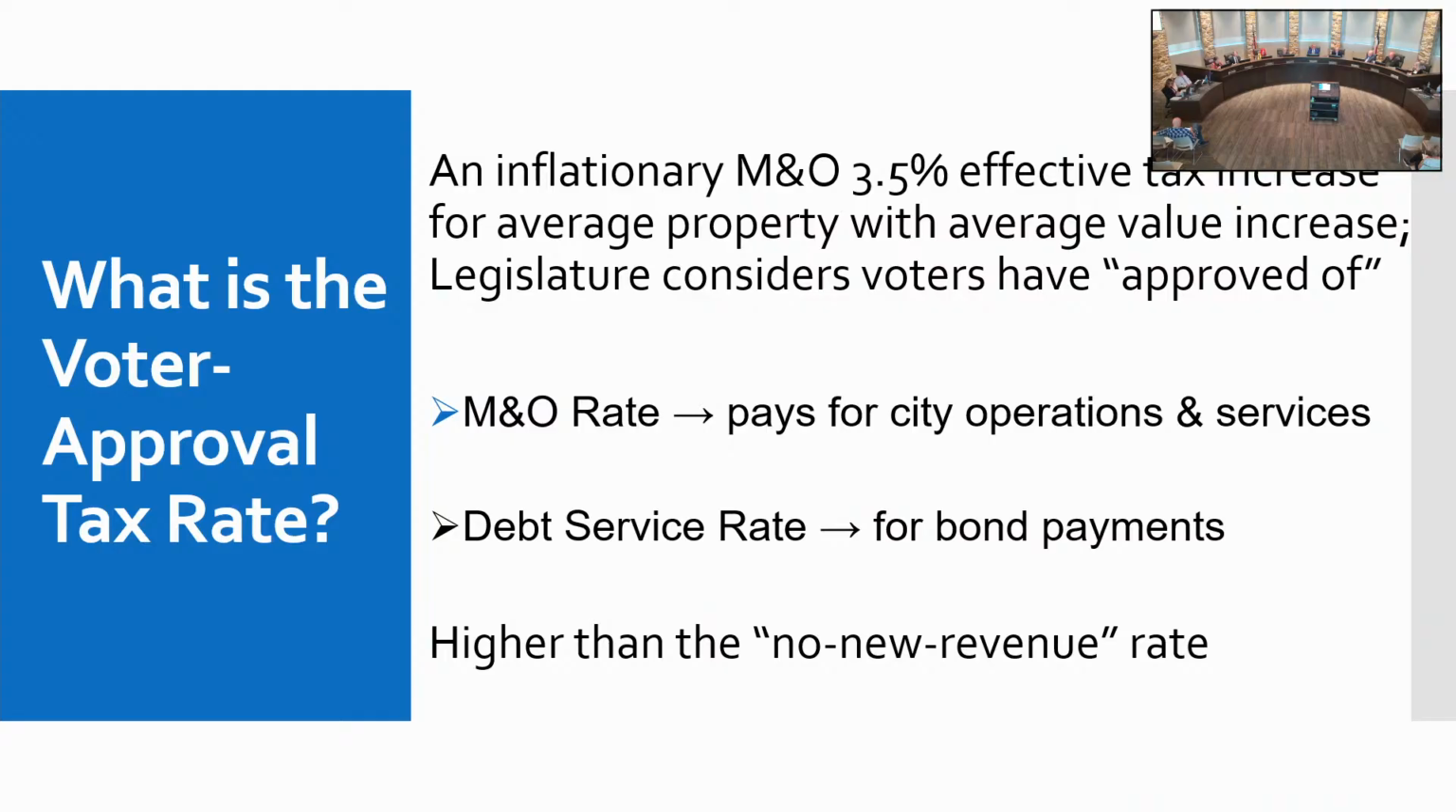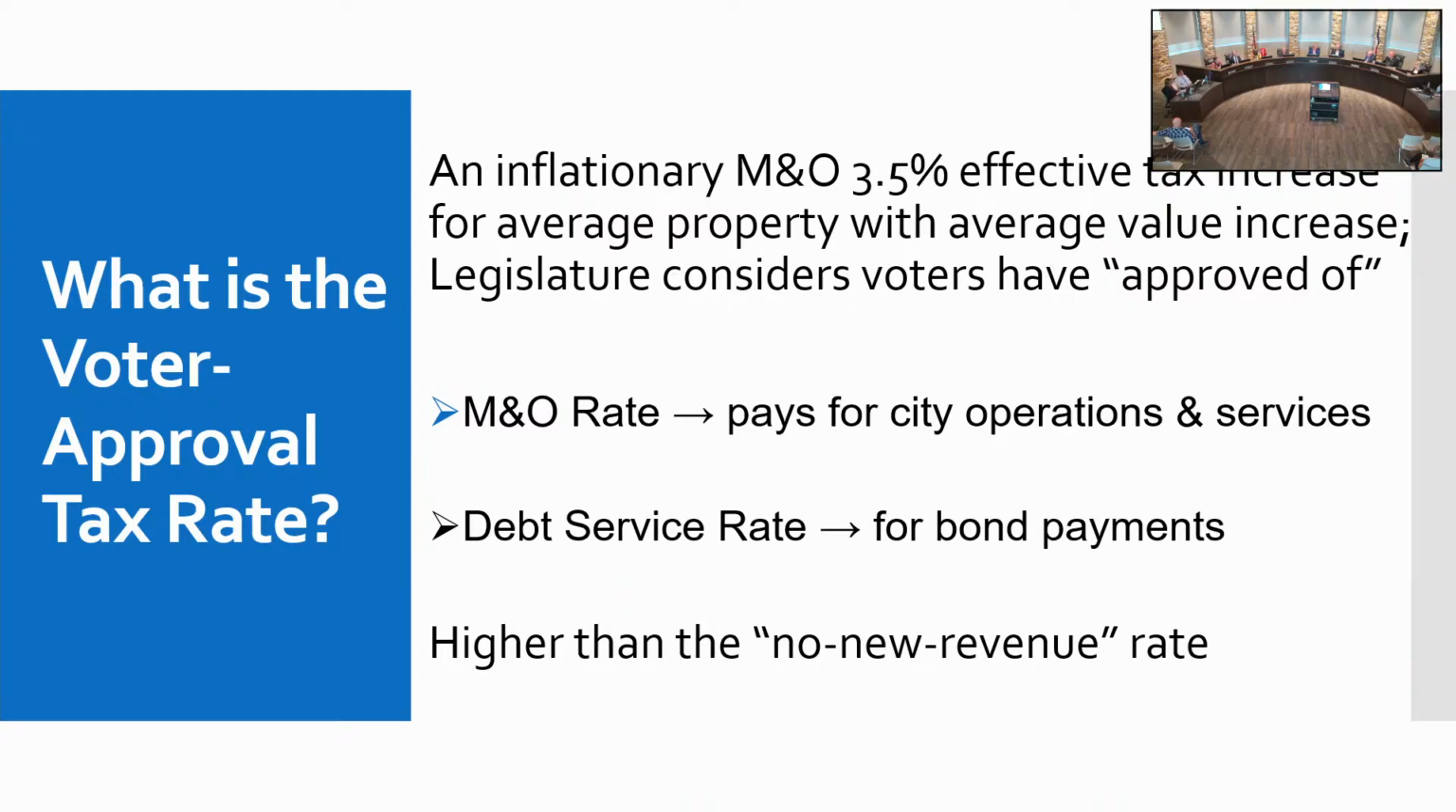So the legislature considers the voters have approved of this level of taxation, so you don't have to go to an election or have a petition process. It's kind of the city councils can do this if they want to. So that's the voter approval rate. The Senate, in the former special session, actually voted to knock that down for large cities, which they define as over 75,000. They voted to knock it down to 2.5%, so kind of knock the inflation a bit.